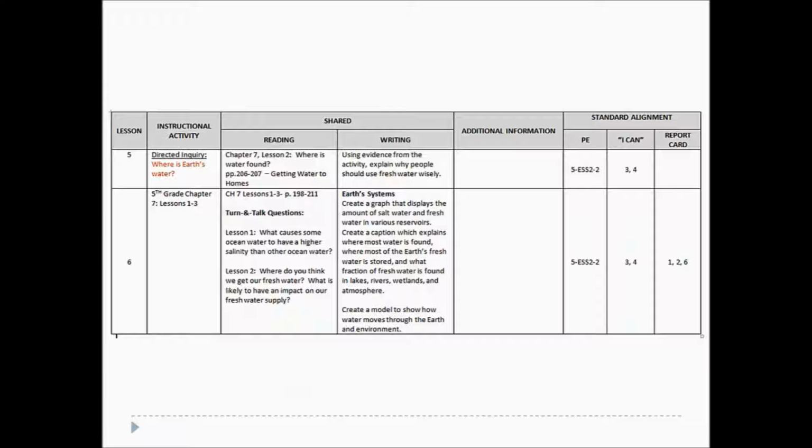In Earth's Water, Lesson 5, students create a model to describe the distribution of water on Earth. The data collected from this activity will be used in Lesson 6, where students will be asked to graph the distribution of water in various reservoirs. Lesson 6 also has students create a model to show how water cycles within the hydrosphere.